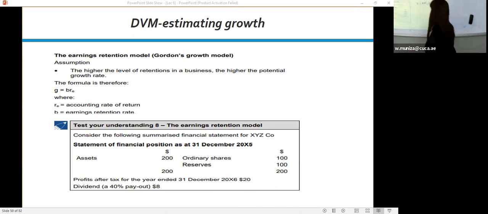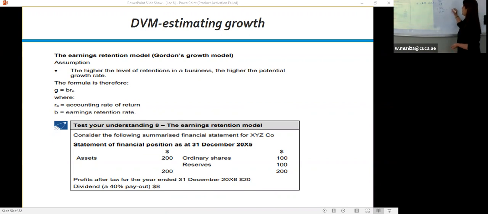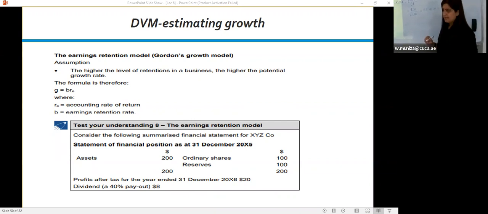Students, with the help of this formula, how can we calculate return on capital employed? Profit after tax, they have given, that is 20. And for capital employed, ordinary shares plus reserves, you can take, that is 200. So 20 divided by 200. How much is it? 0.1 or 10% is the return on capital employed.